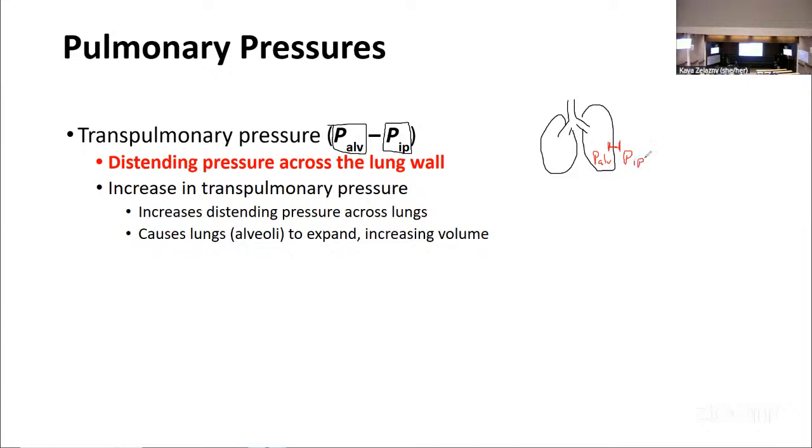So this is what would be directly causing the lung to change shape. By change shape, we mean get bigger or smaller, really. Primarily, we're thinking about getting bigger when we look at this transpulmonary pressure. So when we increase this difference across the wall of the lung, we're going to see those lungs expanding outward, getting pulled along with the chest wall.